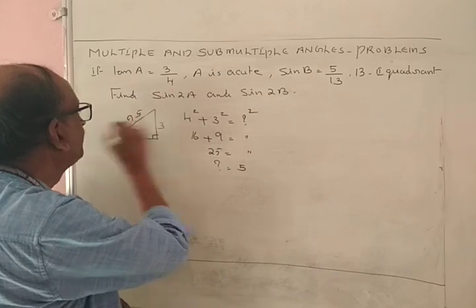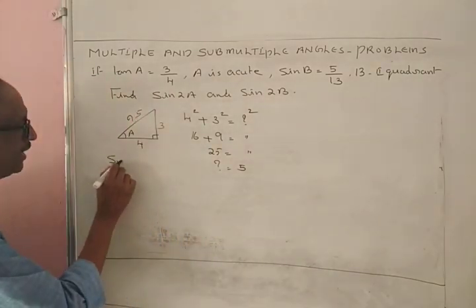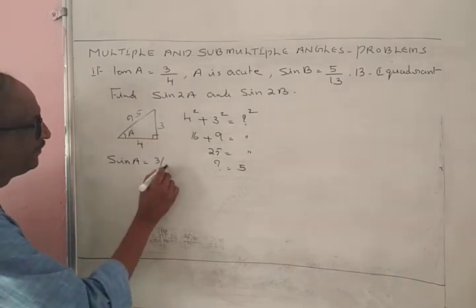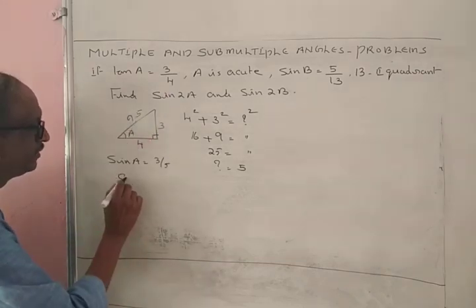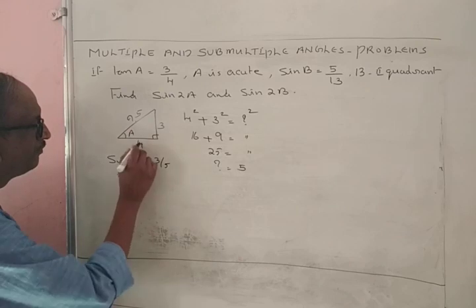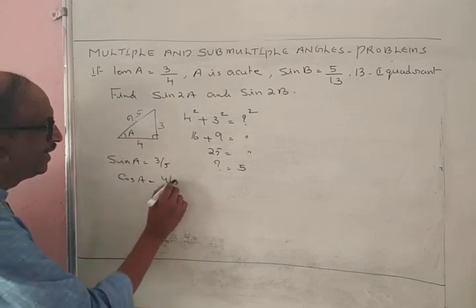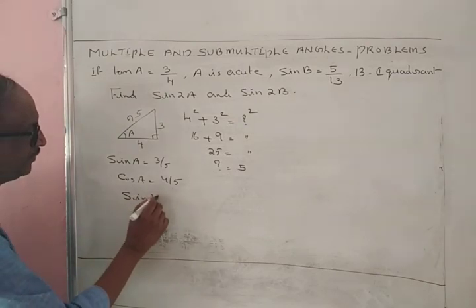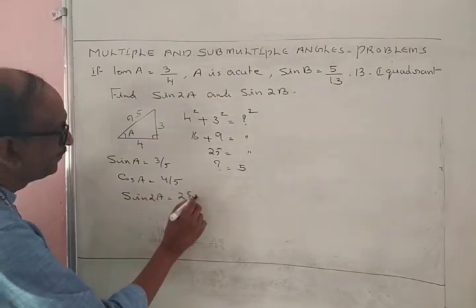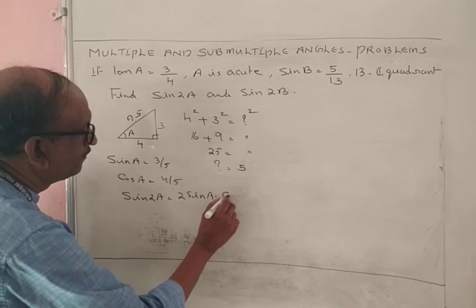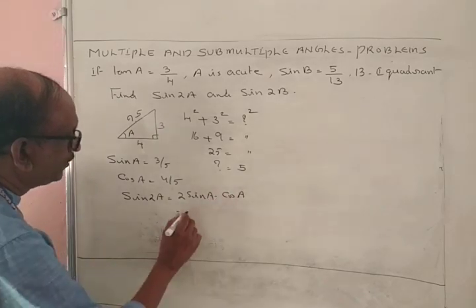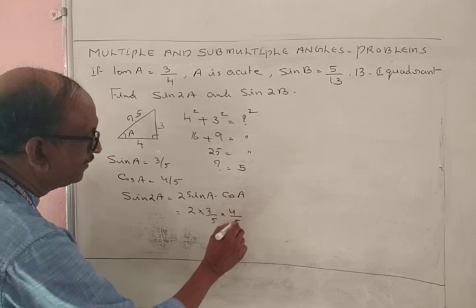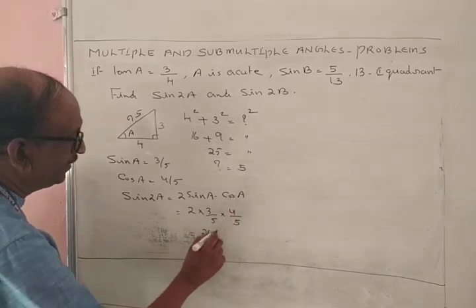This is 5. Therefore, sin A is equal to 3 by 5, opposite by hypotenuse. Cos A is equal to 4 by 5, adjacent by hypotenuse. Therefore, sin 2A is equal to 2 sin A cos A, is equal to 2 into 3 by 5 into 4 by 5, is equal to 24 by 25.